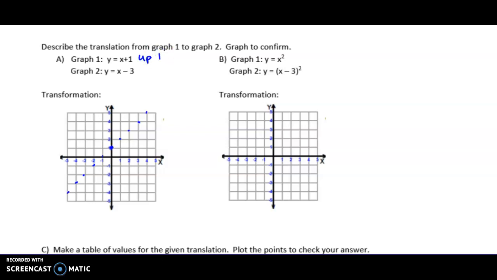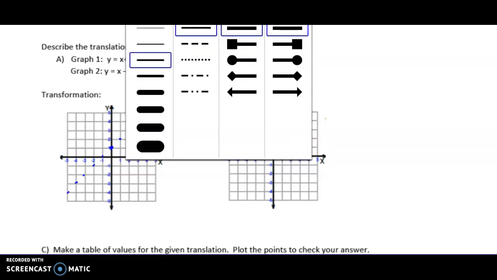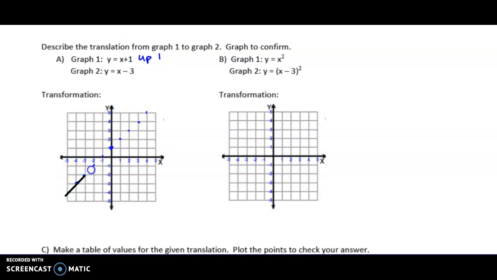Okay, and then my new graph is going down 3. So if I do my new graph down 3, we want to say, what was the transformation from graph 1 to graph 2? So how many did it go up or down?